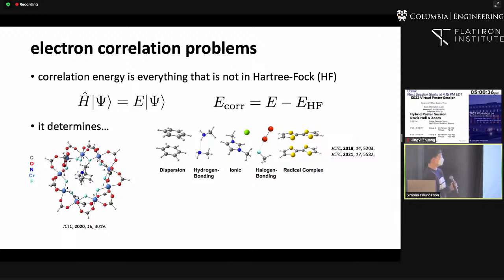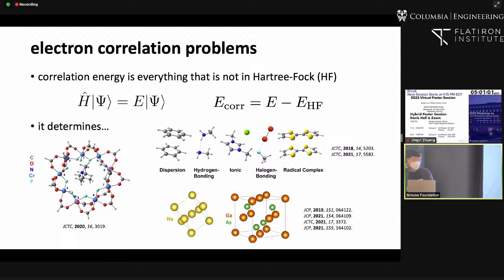So one very famous example is this benzene dimer case shown here, which is the dispersion bound complex. If you ask Hartree-Fock theory to estimate the binding energy of this benzene dimer, you would say none. You would repel each other and it would never bind. So this is a purely electron correlation driven bound complex that is dispersion bound.